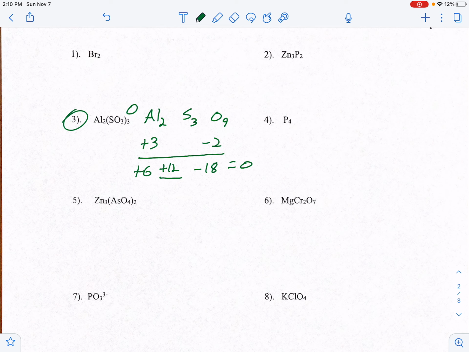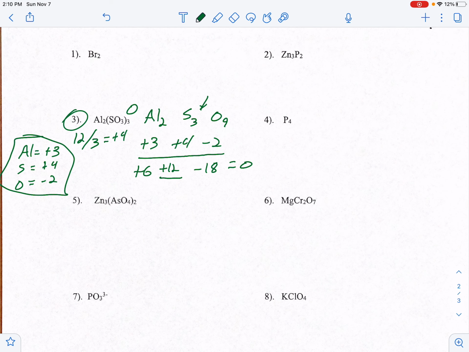So now I'm going to take that 12 and divide it by however many sulfurs I have, and I have 3 of them, so 12 divided by 3. That means each one has a charge of plus 4. So my answer would be aluminum has a charge of plus 3, sulfur has a charge of plus 4, and oxygen has a charge of minus 2. That would be your answer right there.